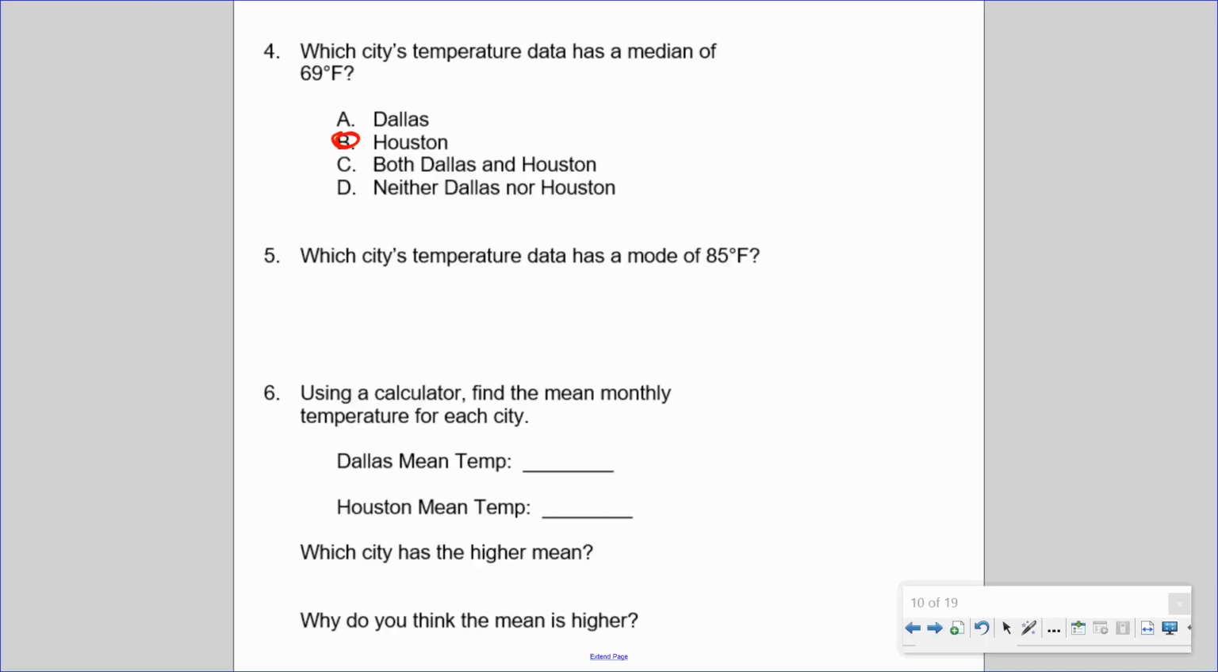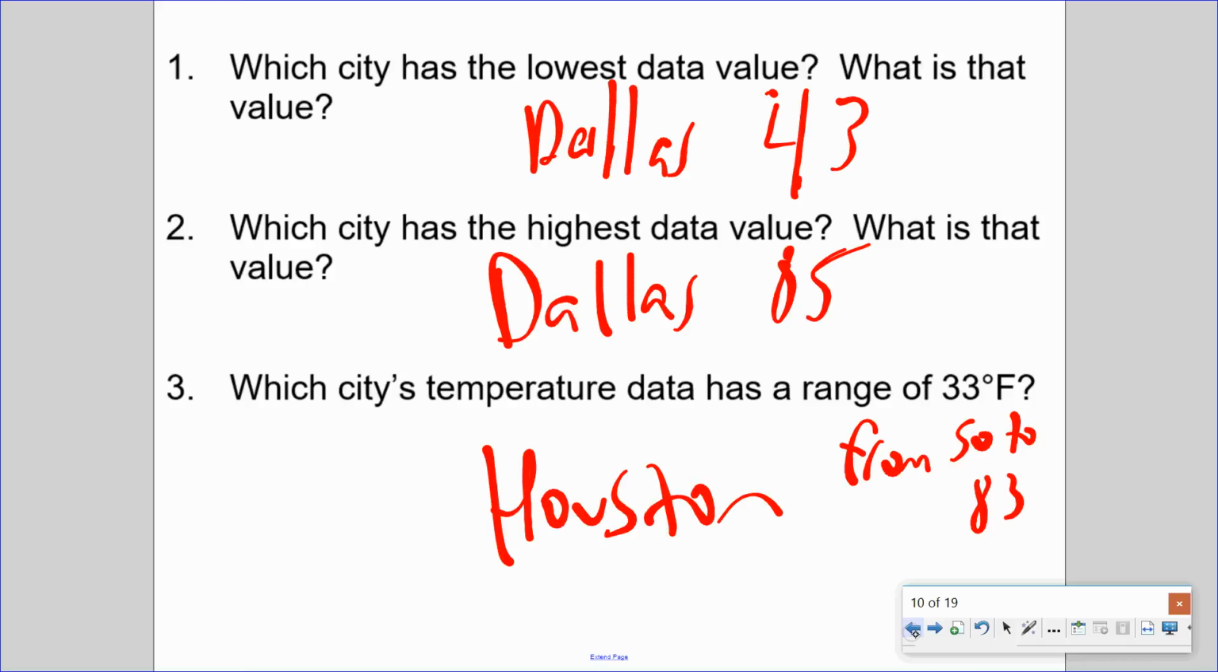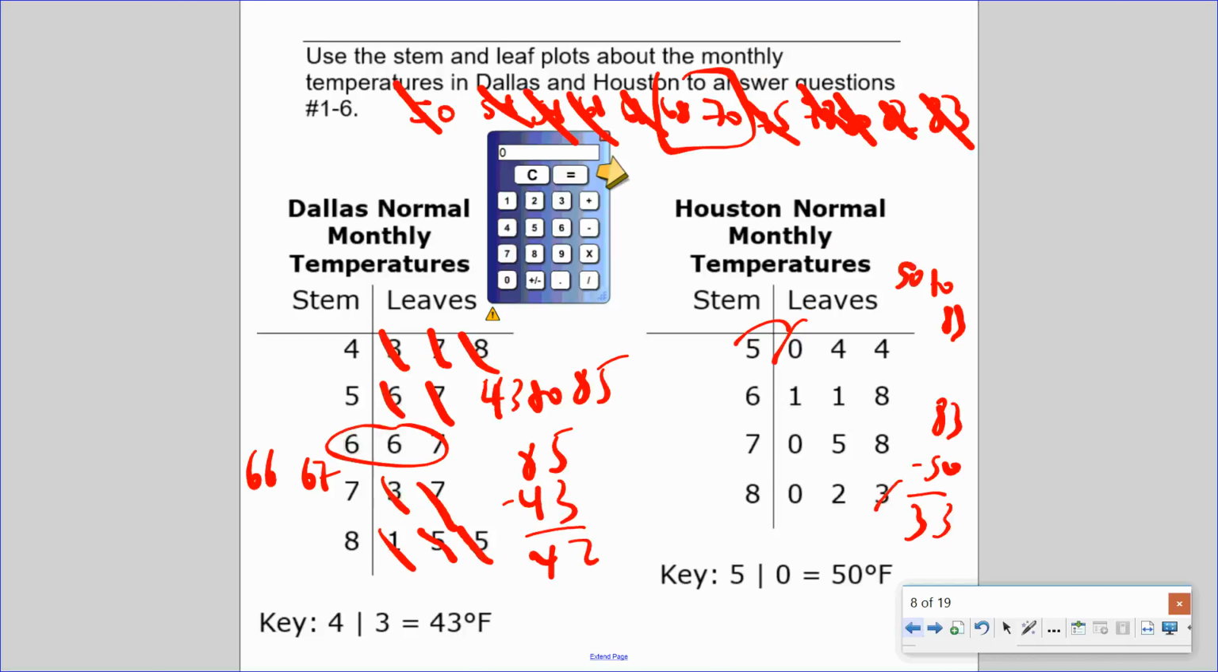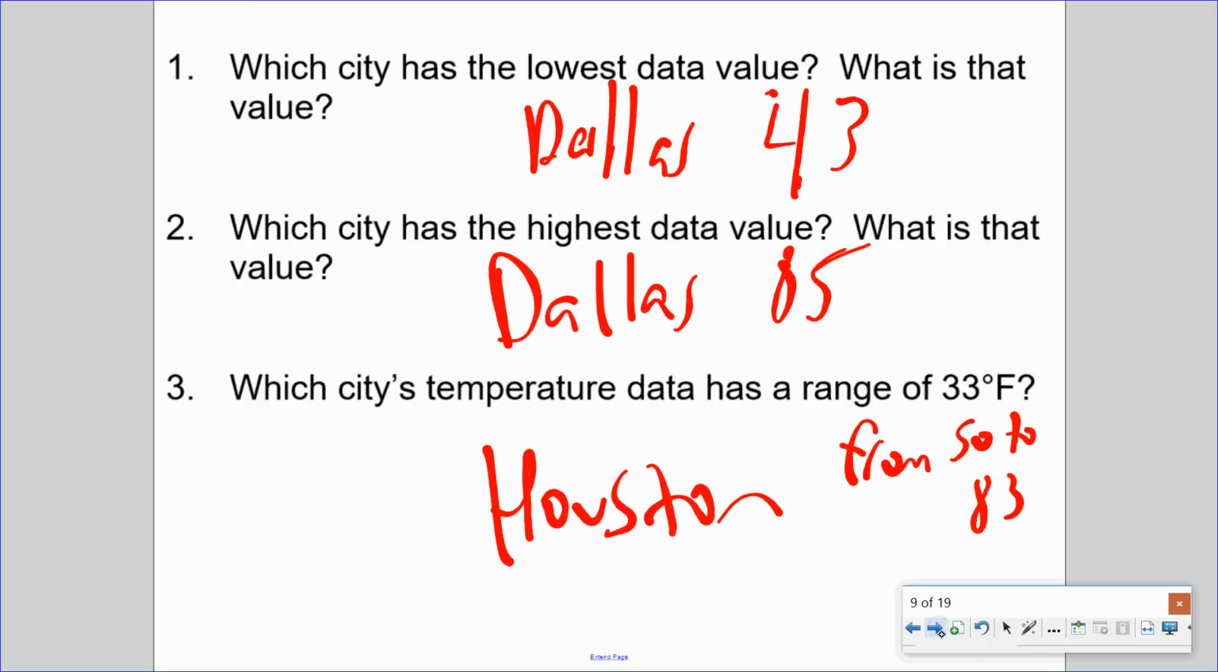Which city temperature has a mode of 85? A mode of 85. Well, there is no 85 located here, so it must be Dallas, and there's two of them. So it is Dallas.